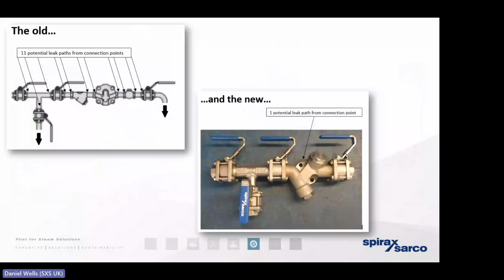The problem with a traditional station is we can have a number of connection points. So they are potential leak paths. It can be problematic for contractors to install because it can be quite time consuming. It can take up a huge footprint of space. And if we've got dissimilar metals, we're likely to get galvanic corrosion.